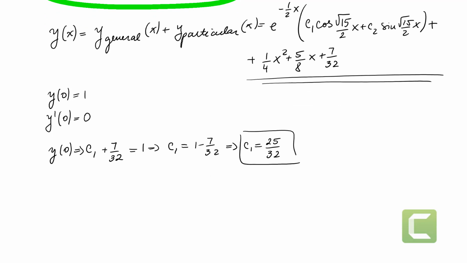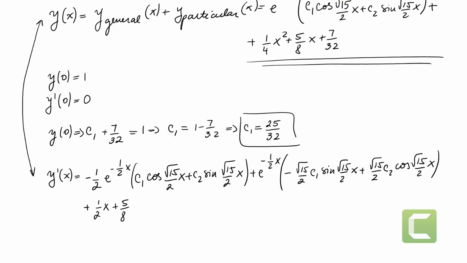Now in order to find the second constant, c2, we'll have to differentiate to get y prime of x. We'll have to differentiate this and then replace x with 0 and set it equal to 0 to find the constant. So I'm going to pause and do the derivative. You can pause and do the derivative as well.